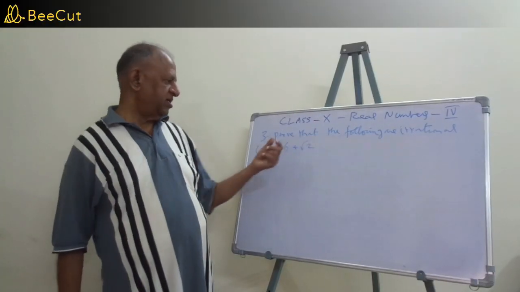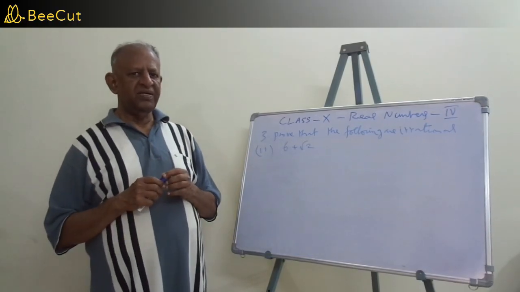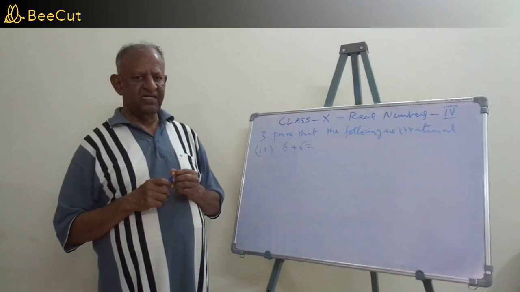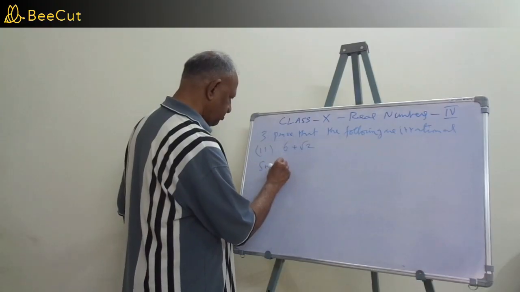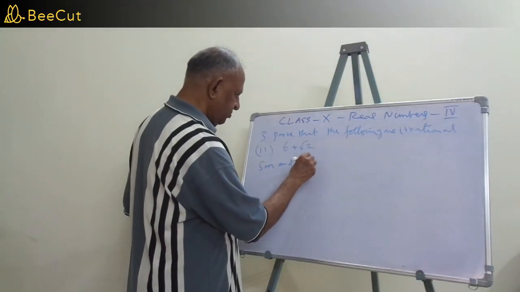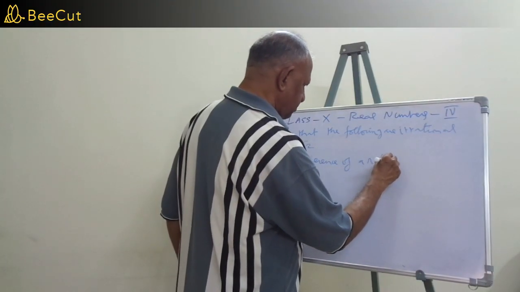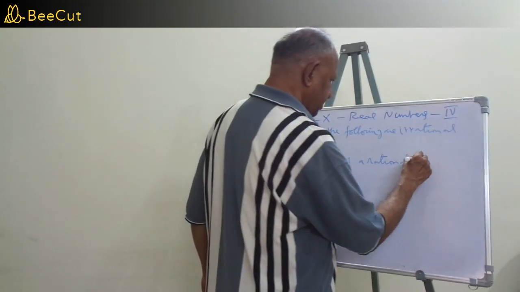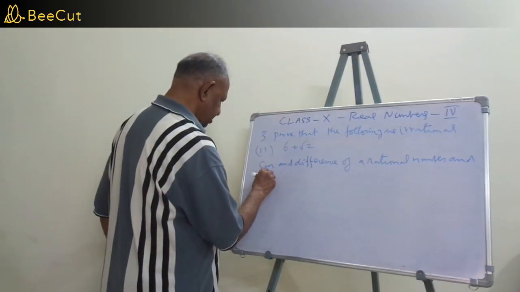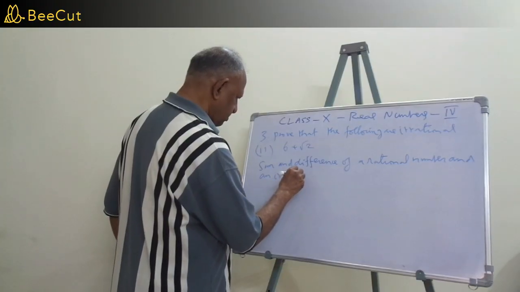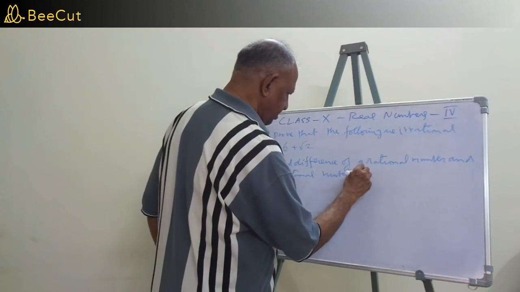Next, prove that the following is irrational: 6 plus root 2. We know that the sum and difference of a rational and an irrational number is irrational.